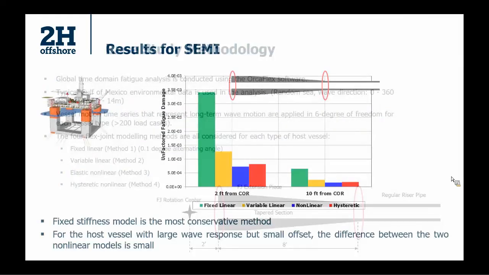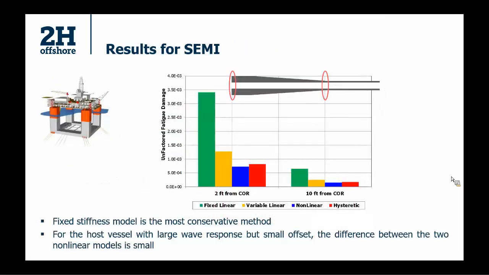Let's look at the results for semi first. The 4 colors in the bar chart represent 4 methods, and the bar chart includes 2 locations as mentioned earlier. The y-axis is the fatigue damage. From this result, we can tell that, as expected, the fixed stiffness value generates the largest fatigue damage, which is the most conservative approach. The fatigue results for the other 3 methods are kind of close to each other.